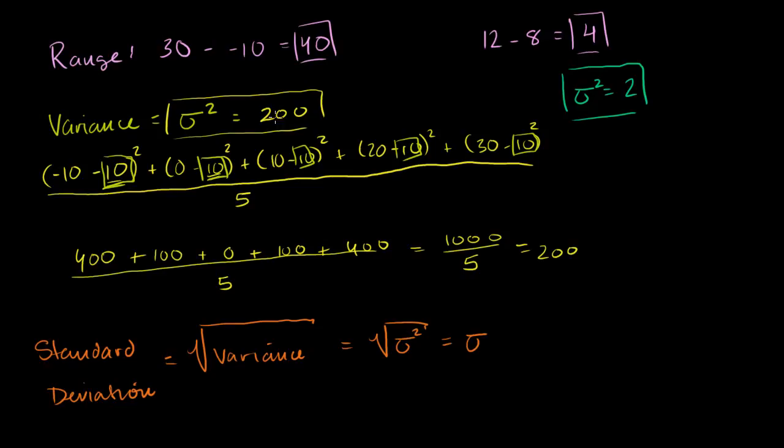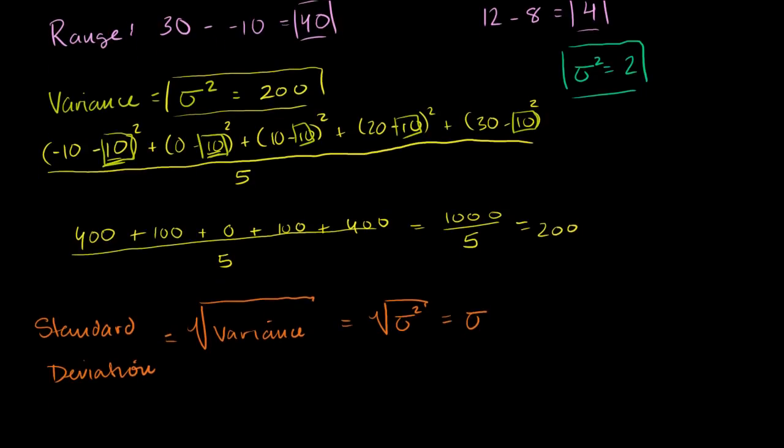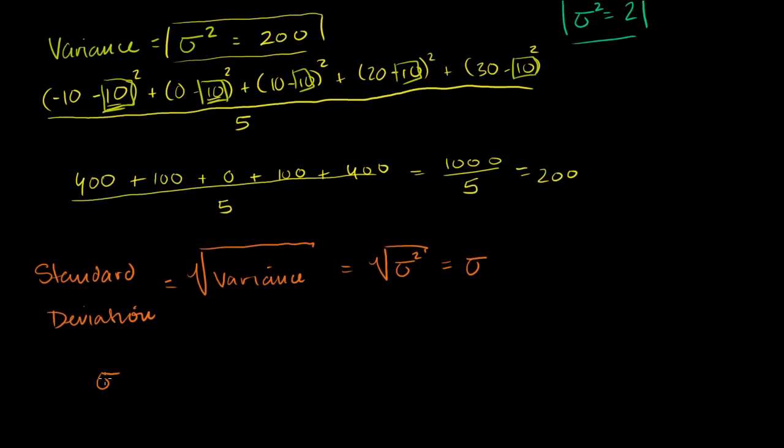So now that we figured out the variance, it's very easy to figure out the standard deviation of both of these data sets. The standard deviation of this first data set is going to be the square root of 200. The square root of 200 is what? The square root of 2 times 100. This is equal to 10 square roots of 2. That's that first data set. Sorry, the standard deviation of the second data set is just going to be the square root of its variance, which is 2, so it's just the square root of 2.